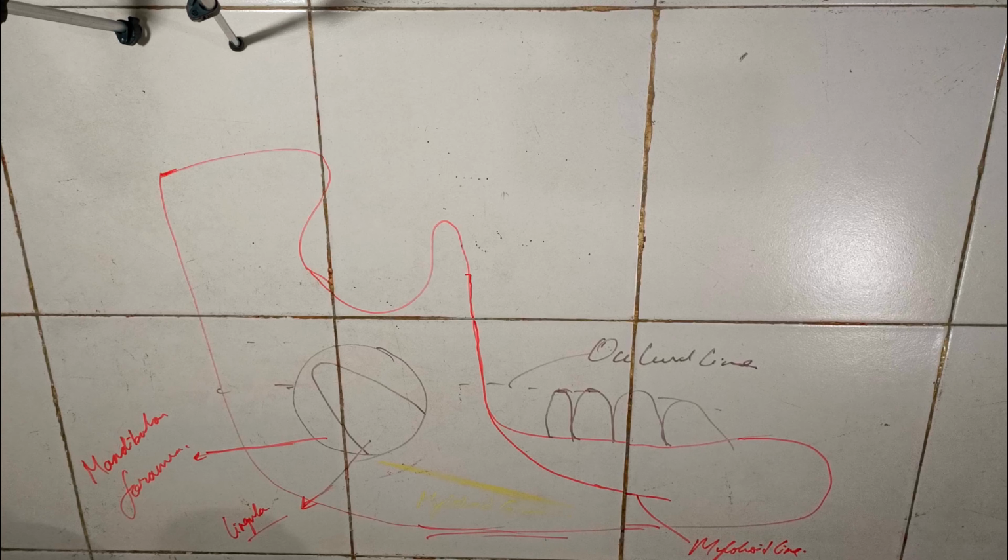Now, the mylohyoid groove begins just below the mandibular foramen, and it runs downwards and forwards to be gradually lost over the submandibular fossa. Here in this portion there will be a submandibular fossa. We'll discuss the fossa, foramen, all about the fossa and the foramens in the next lecture.